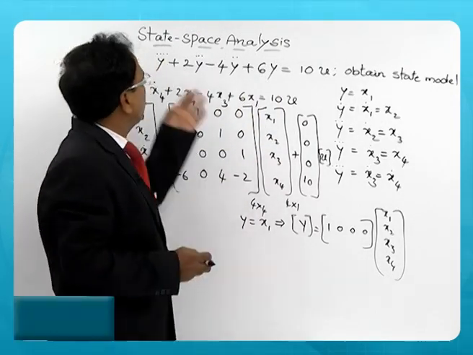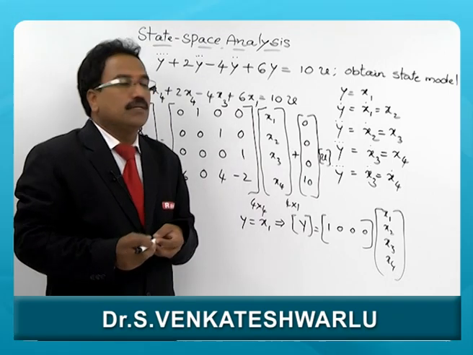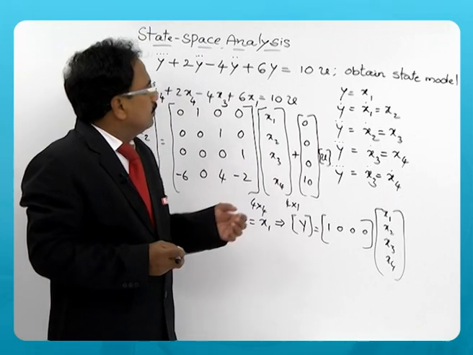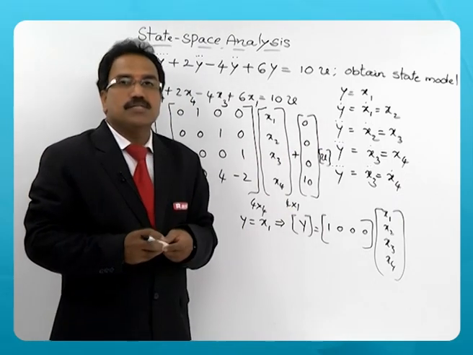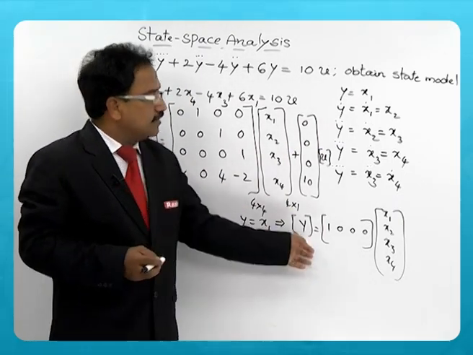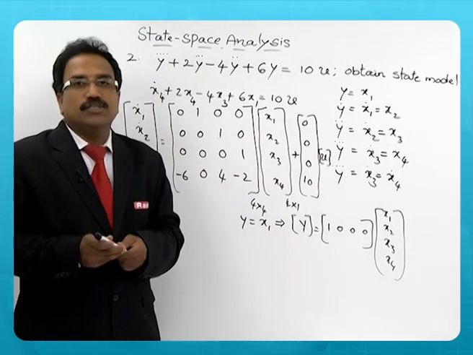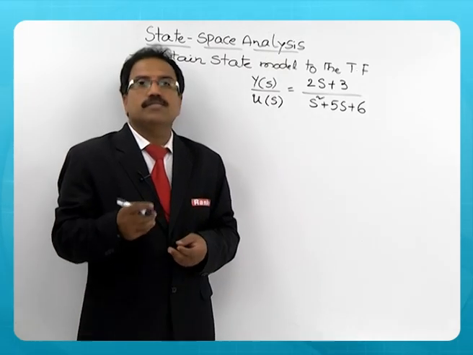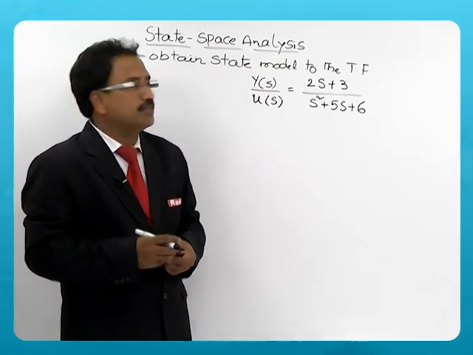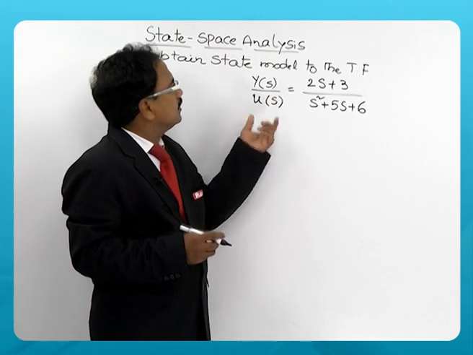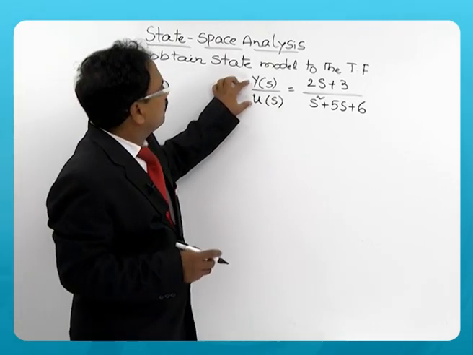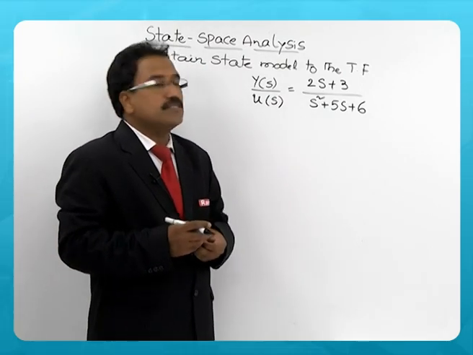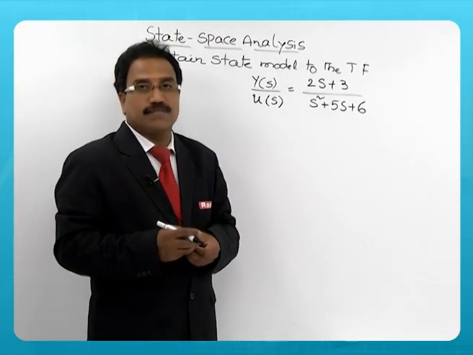So whatever may be the order of the differential equation, we need to assume first the given y terms in the form of state variables and form state matrix and then output equation. How to obtain the state model when the system is described by its transfer function? Transfer function is a ratio of Laplace transform of output to the input, and it has numerator term as well as denominator term in the form of s.